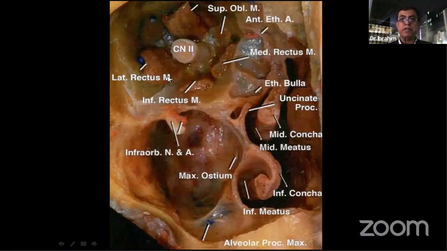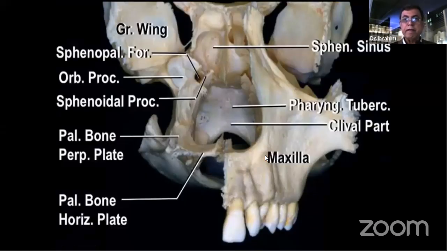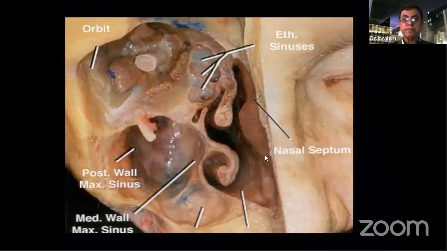Again, the relationship with the orbit, with the optic nerve and the muscles arising from the annulus of Zinn, in relation to the maxillary sinus, in relation to the infraorbital nerve, in relation to the ethmoid cells, the lacrimal sac, the turbinates, is mandatory. Again, the overall anatomy picture.